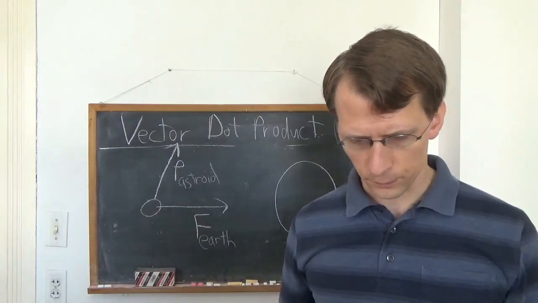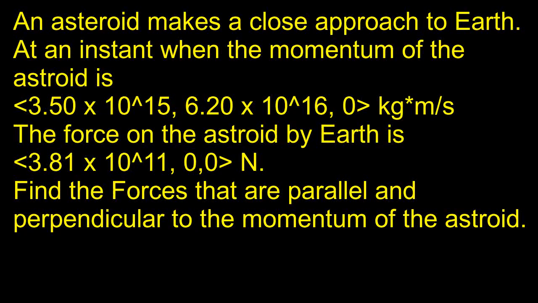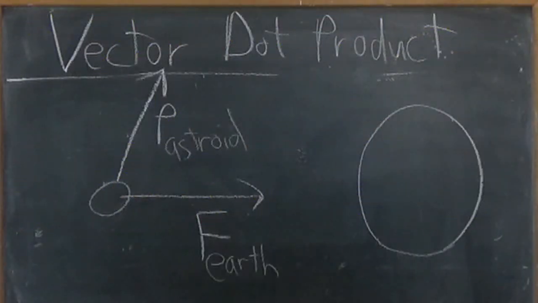So here's our example. We have an asteroid that makes a close approach to Earth at an instant when the momentum of the asteroid is 3.50 times 10 to the 15th, 6.20 times 10 to the 16th, 0 as the three components for its momentum, in kilogram meters per second. The force on the asteroid by Earth is 3.81 times 10 to the 11th, 0 newtons. And we're going to find the parallel and perpendicular force.